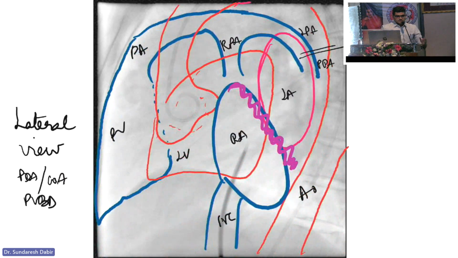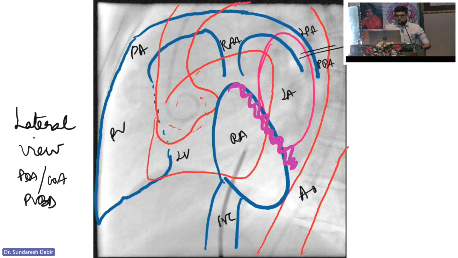Okay, so this is the view where you can see the most anterior structures in the heart are the RV and the PA. So this view, firstly, we use it for pulmonary valve dilatations. And then if you see towards the backside, you can see the aorta and PA very properly. So this is the same view where we do PDA devices. Okay, so this is the lateral view.